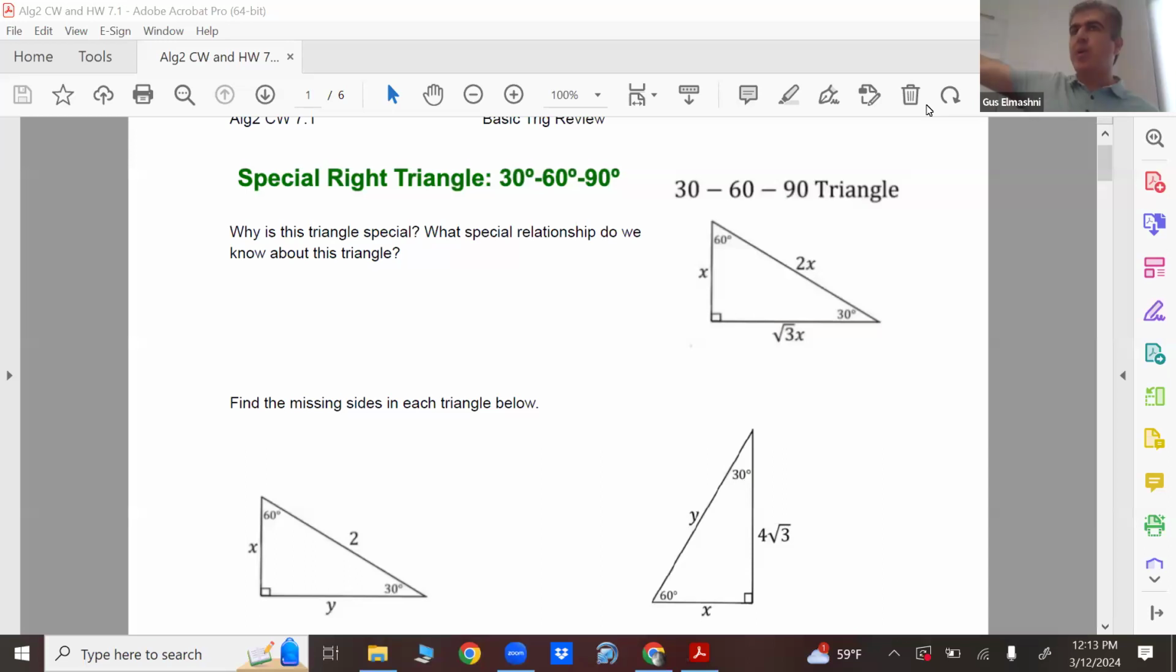Point being is that they give this ratio on the SAT. It's actually given to you, this formula, but you need to know how to use it because they do test this often. So this does come back a lot. Why is it special? It's special because the sides are proportional.